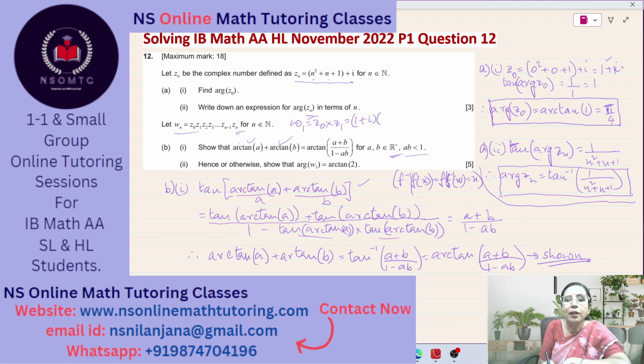So this is 1 plus I times what is Z1? It will be 1 square plus 1 plus 1, which is 3, so 3 plus I. Okay. So this, if you just expand, it will be 3 plus I plus 3I minus 1. So this is equal to 2 plus 4I. So W1 is equal to 2 plus 4I.